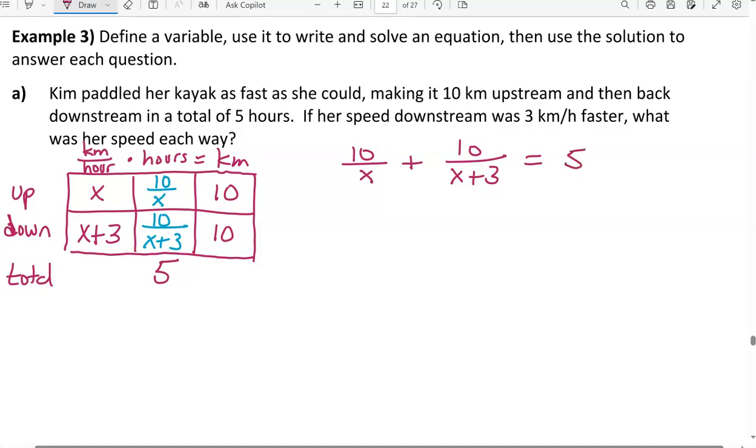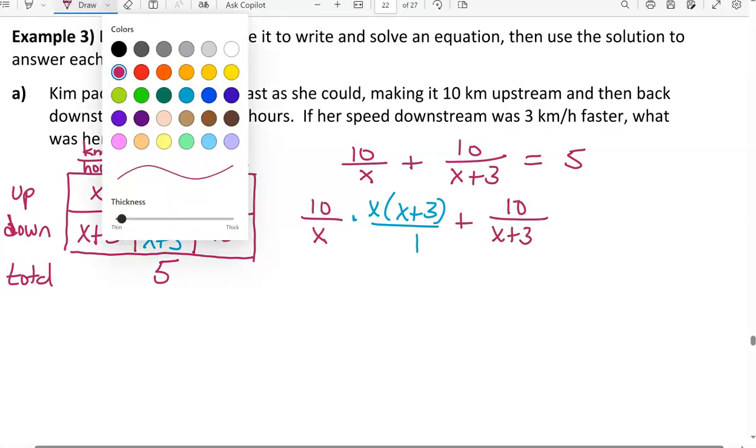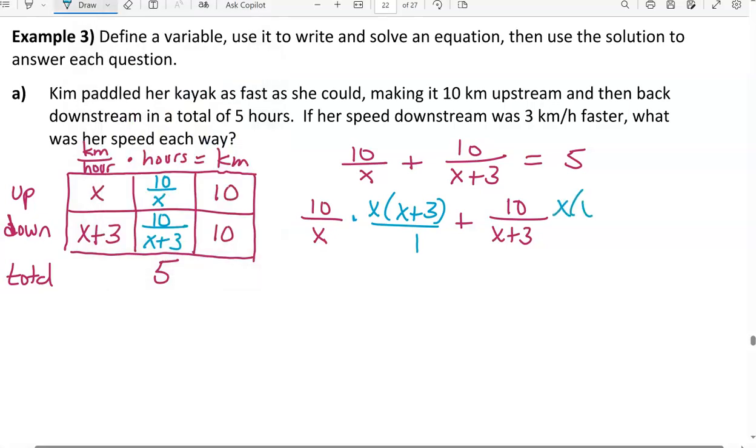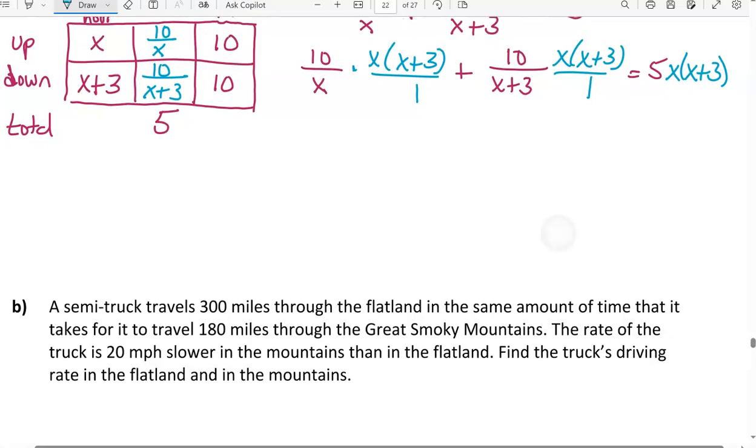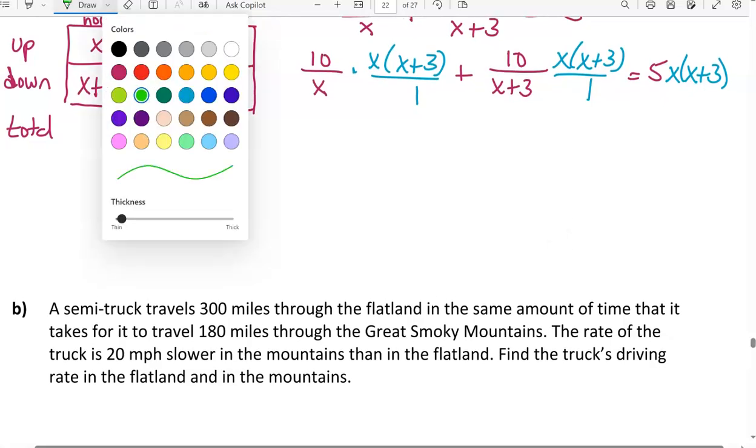Now we have to solve this equation by multiplying through by the least common denominator, which would be x times x plus 3. So I'm going to multiply the first term by x times x plus 3 over 1, and the second term, or the second fraction, by x times x plus 3 over 1. And then on the other side of the equal sign, we're also going to multiply that by x times x plus 3. No over 1 necessary since we don't have fractions over there.